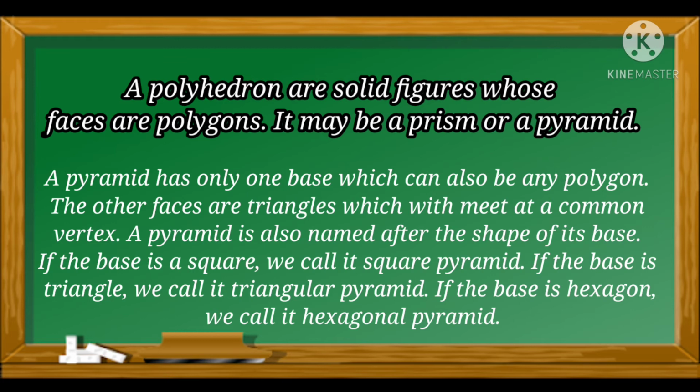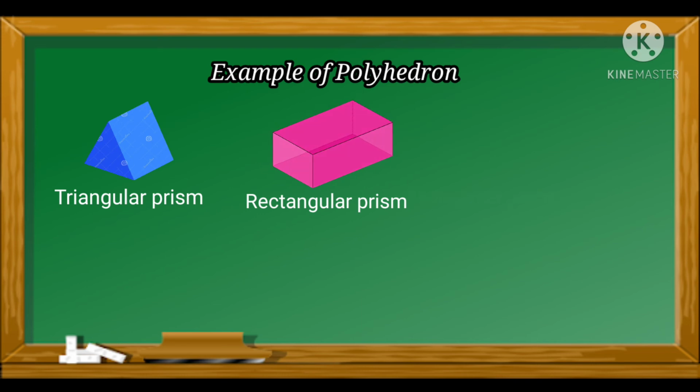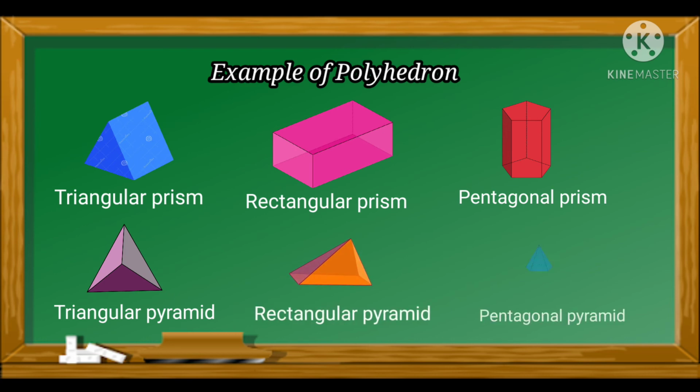If the base is a square, we call it a square pyramid. If the base is a triangle, we call it a triangular pyramid. If the base is a hexagon, we call it a hexagonal pyramid. Here are examples of polyhedrons: triangular prism, rectangular prism, pentagonal prism, triangular pyramid, rectangular pyramid, and a pentagonal pyramid.